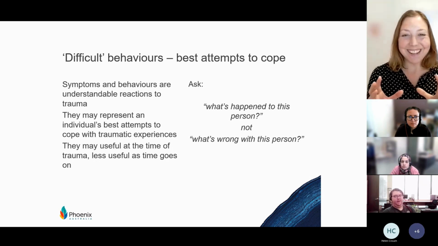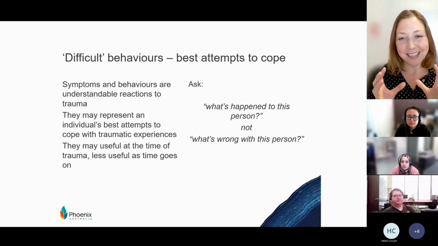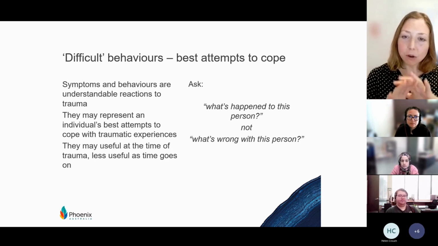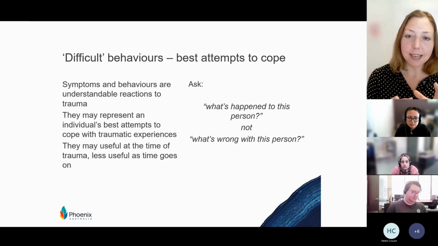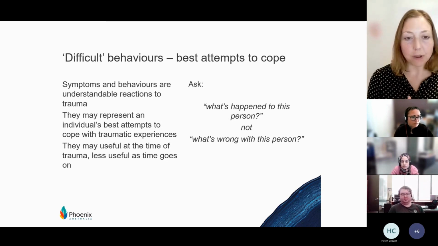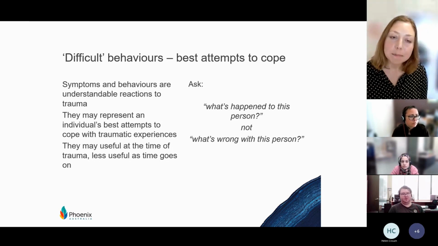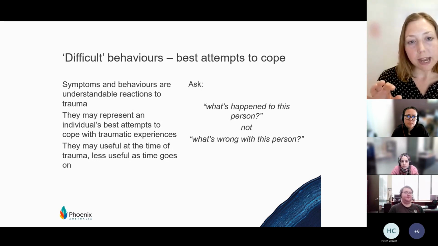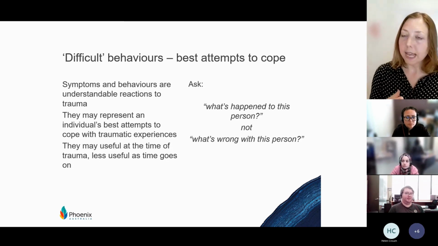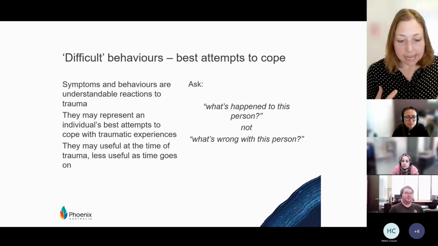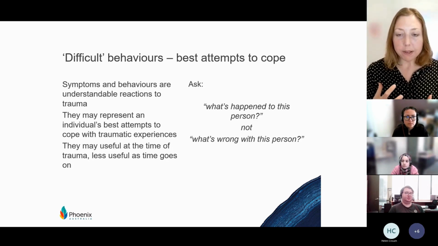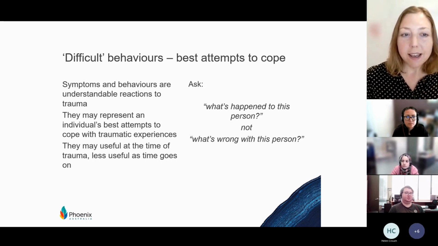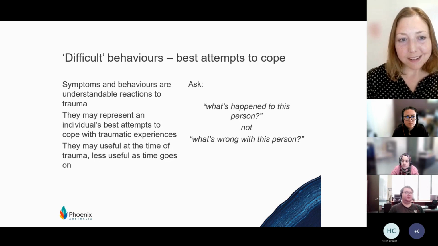If you're to take one thing out of today's session, I think it might be this: thinking about those difficult behaviours, as difficult as they are for you to cope with, we can think about them as symptoms or behaviours that might be understandable reactions to trauma. And often those reactions might have been quite useful in the traumatic experience. For example, feeling keyed up and on edge would help that person flee a danger. Have you heard of the fight or flight response?